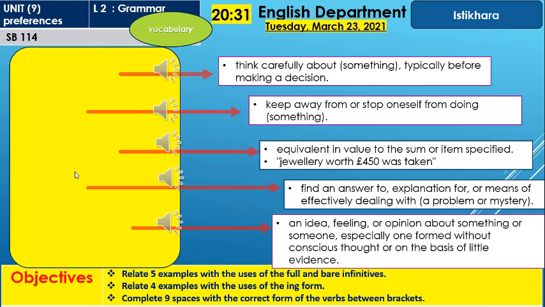Let's learn some vocabulary that we may use along the lesson and the unit. We need a term that means to think carefully about something, typically before making a decision. Here we are talking about consider. We need a word to replace to keep away from or stop oneself from doing something. Here we are talking about avoid.